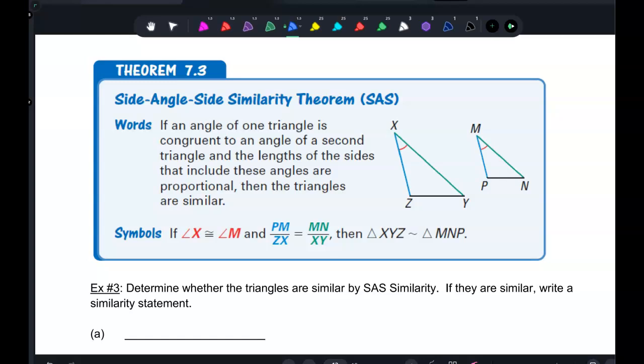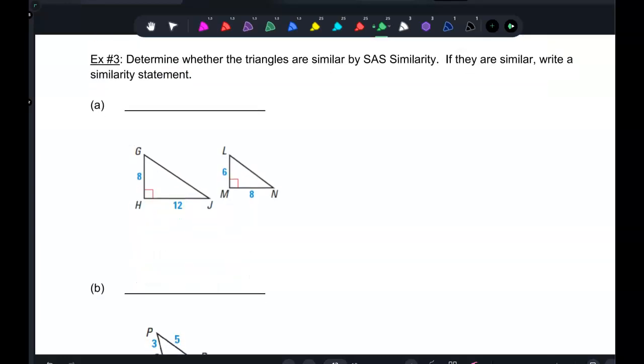Okay. Our last theorem. This is side angle side. Now remember, angles are congruent. So we have to have one angle congruent, but the lengths of the sides must be proportional. Okay? So we have to have like these two angles congruent, and then this and this have to have the same ratio, and this one and this one have to have the same ratio. Okay, let's determine whether the triangles are similar.